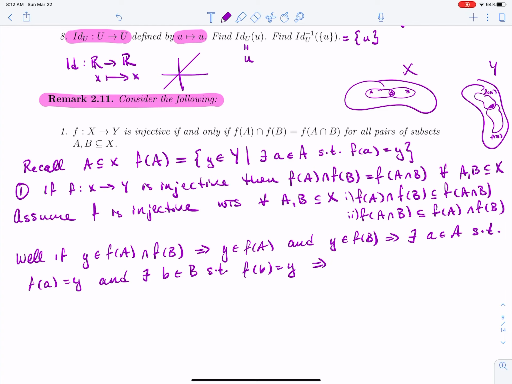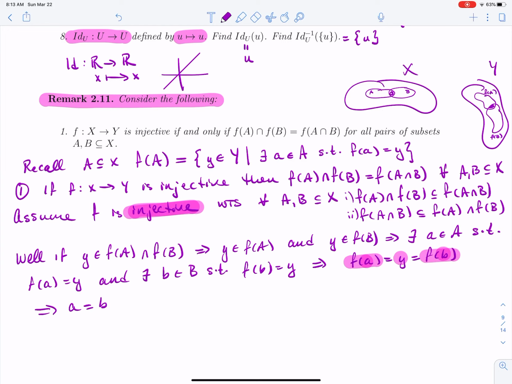But what that tells me is I've got f of a is equal to y, which is equal to f of b. Now I can start thinking about my hypothesis of injectivity, right? So if f of a is equal to f of b, and I'm injective, what does that tell me? Well, the only way that two values can get mapped to the same value in the codomain, if my function is injective, is if a and b are equal.